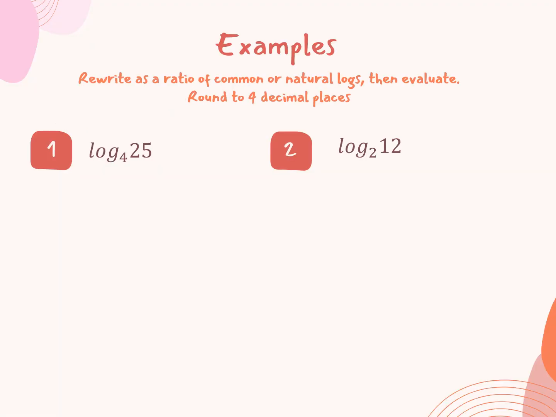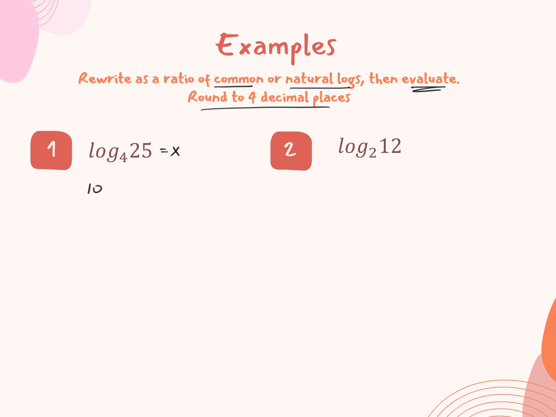So in this slide, you're going to have some of these problems, right? We can rewrite it as a ratio of a common or natural log, and then I want to evaluate it and round my answer to 4 decimal places. So let's get to that. Again, I'm always thinking, can I do this just in exponential? 4 to the x is 25. Yeah, no, I can't do it, right? So I do have to do the way they're telling me. So rewrite it as a ratio.